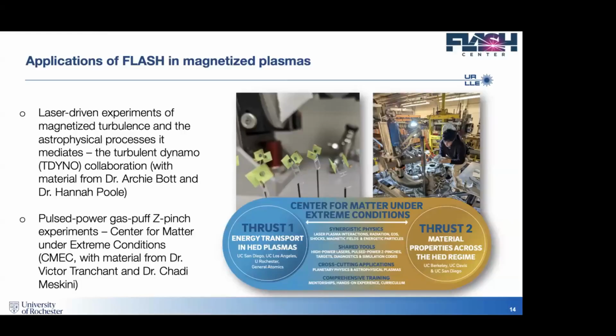The second one is going to be how we can use a code like Flash to model pulse power gas puff Z-pinch experiments. This is work that we've been doing with the Center for Matter under Extreme Conditions. And we have essentially applied Flash onto gas puff Z-pinch experiments that have been carried out here at the Cobra pulse power driver.